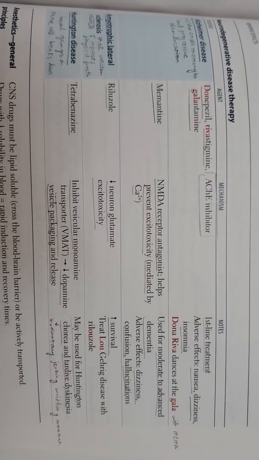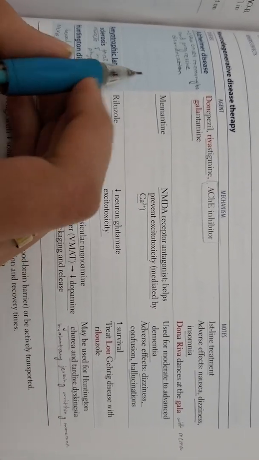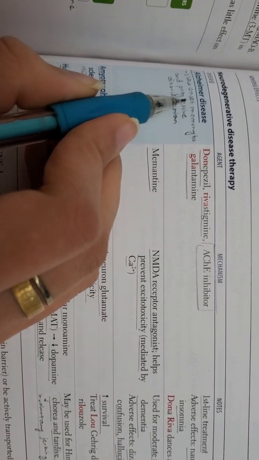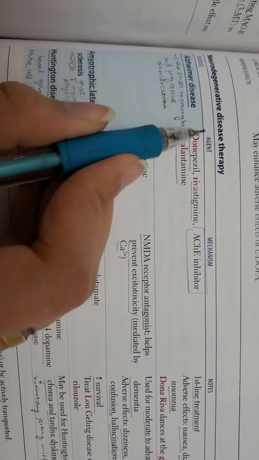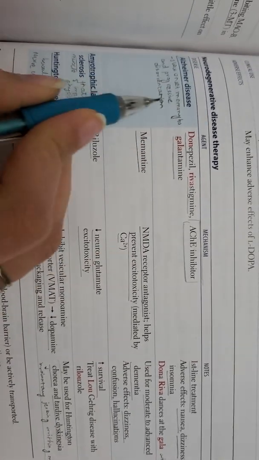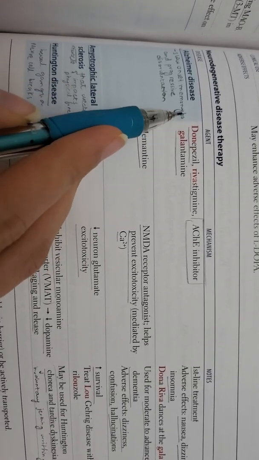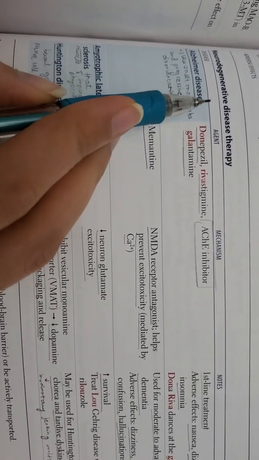Okay, so we're going to be talking about the neurodegenerative diseases. The neurodegenerative diseases are basically the diseases that break down the nerve cells, and we have only three diseases that we are concerned with in our pharmacology section. The first disease is Alzheimer's.